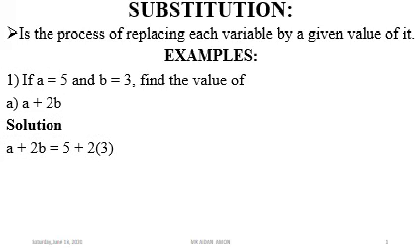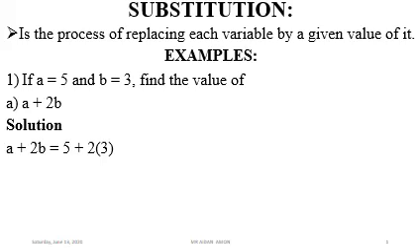When you have a plus 2b, you replace each letter by its value. The value of a is 5, so instead of writing a, you write 5 there, plus 2b. But instead of writing b, you write 3 there. When you say 2b, that means 2 times b. So it is 5 plus 2 into bracket 3, and between the 2 and the bracket there is multiplication. So you take 2 times 3.